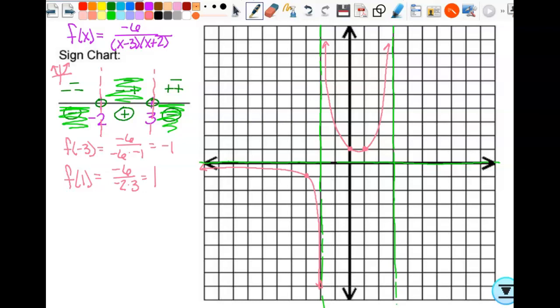Okay, so then we have this last section. From 3 to infinity, I know it's negative the whole time, but I need at least one point over here, so let's try 4. So f of 4 equals negative 6 over 1 plus, no, plus, good Lord, 1 times 6, which is negative 1. So I can go to (4, negative 1), right here.